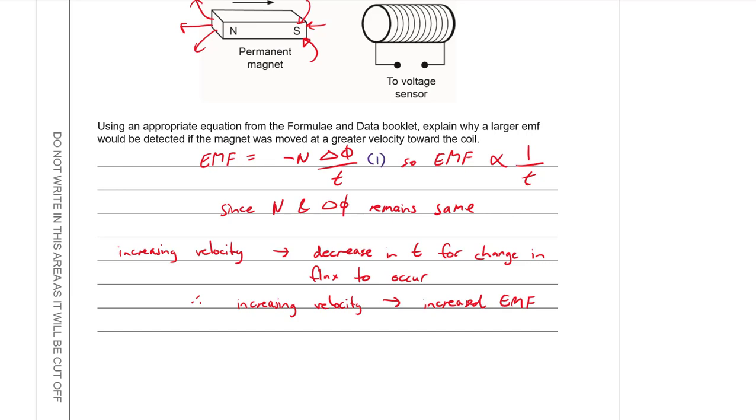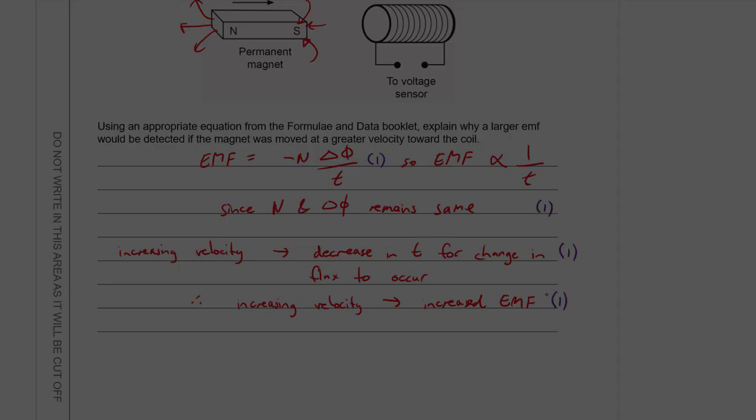1 for here, and looking at their marking key, I think you're also going to receive a mark for pointing out that the number of turns and the flux also remains the same. The relationship between velocity and time would also be given 1, and I'd expect that referring back to the question to sum up your explanation would also earn you a mark. And there we go.